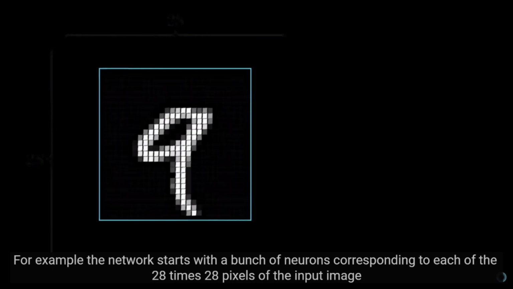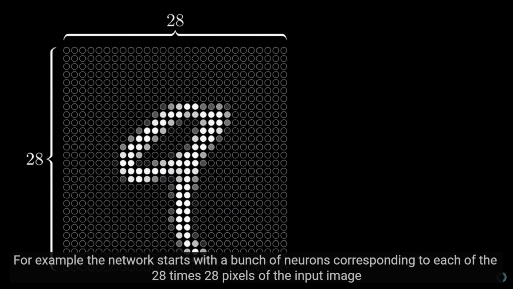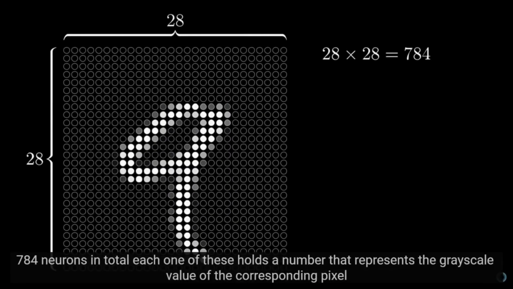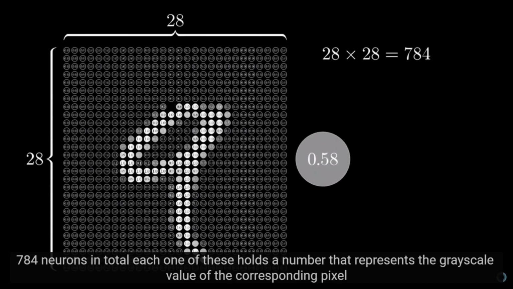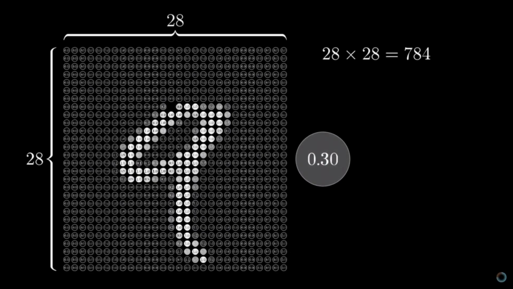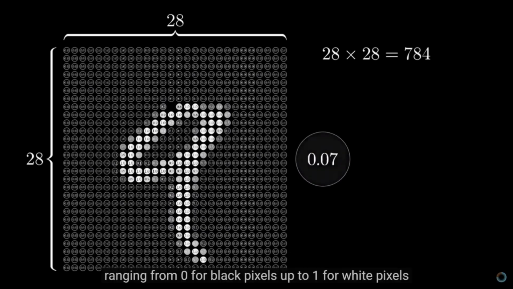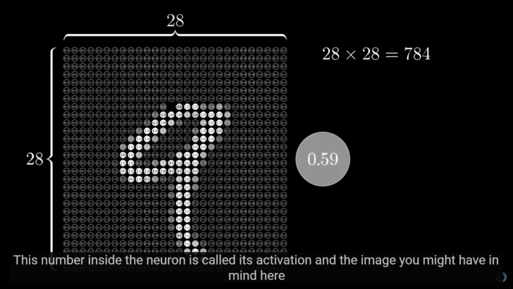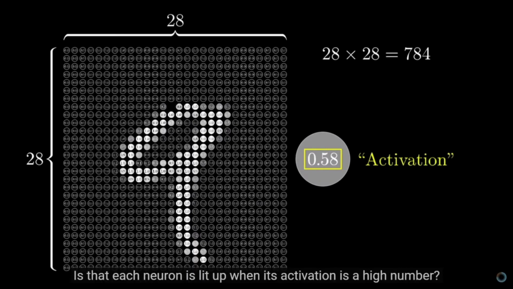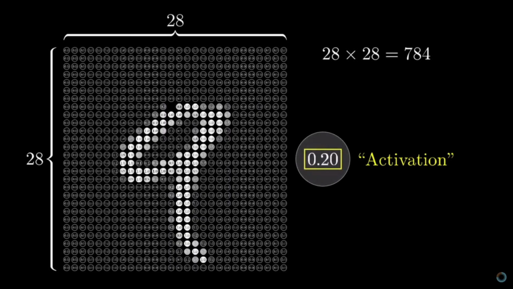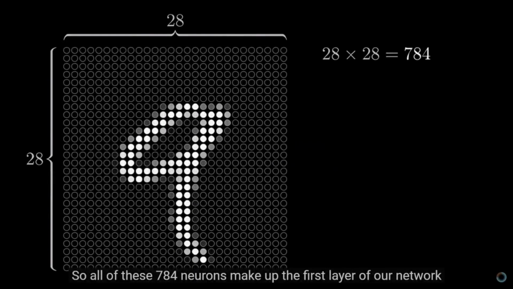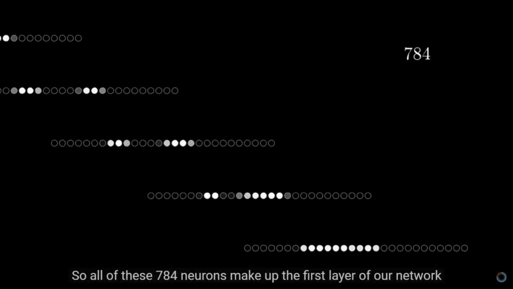For example, the network starts with a bunch of neurons corresponding to each of the 28 times 28 pixels of the input image, which is 784 neurons in total. Each one of these holds a number that represents the grayscale value of the corresponding pixel, ranging from 0 for black pixels up to 1 for white pixels. This number inside the neuron is called its activation. And the image you might have in mind here is that each neuron is lit up when its activation is a high number. So all of these 784 neurons make up the first layer of our network.